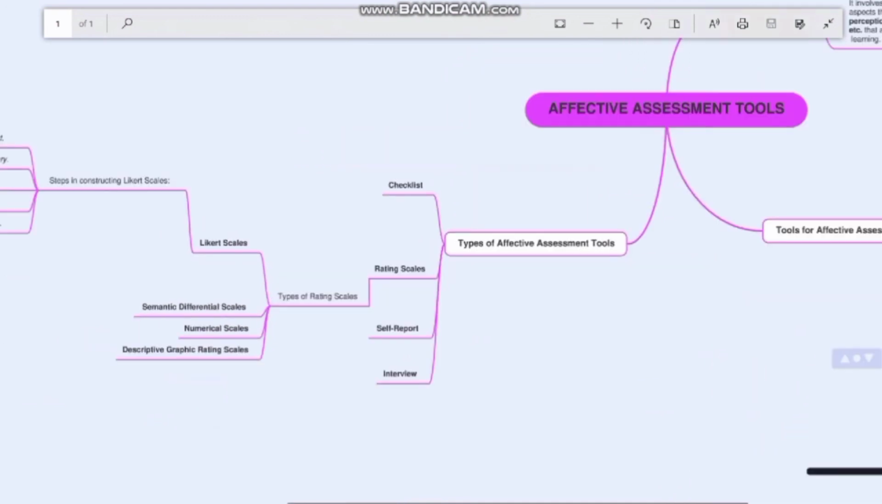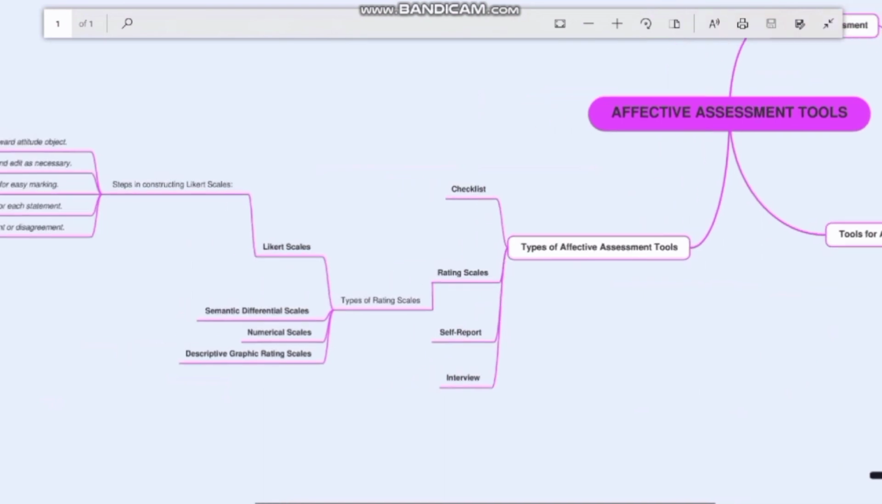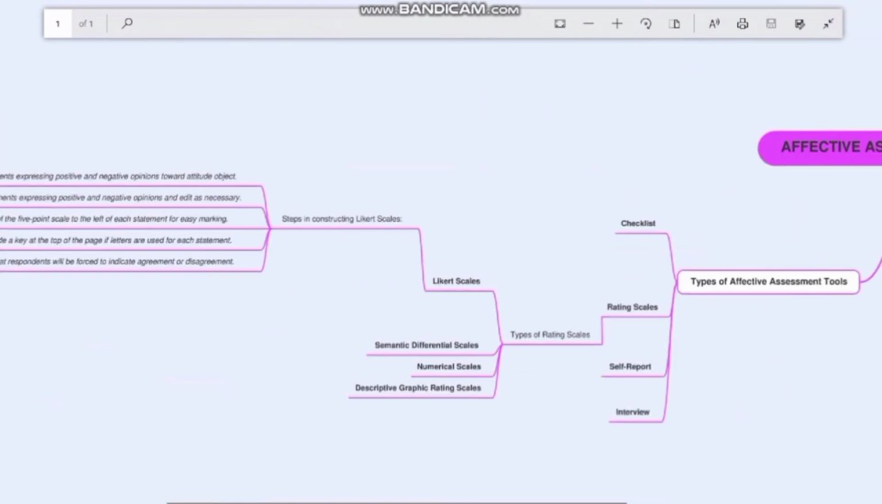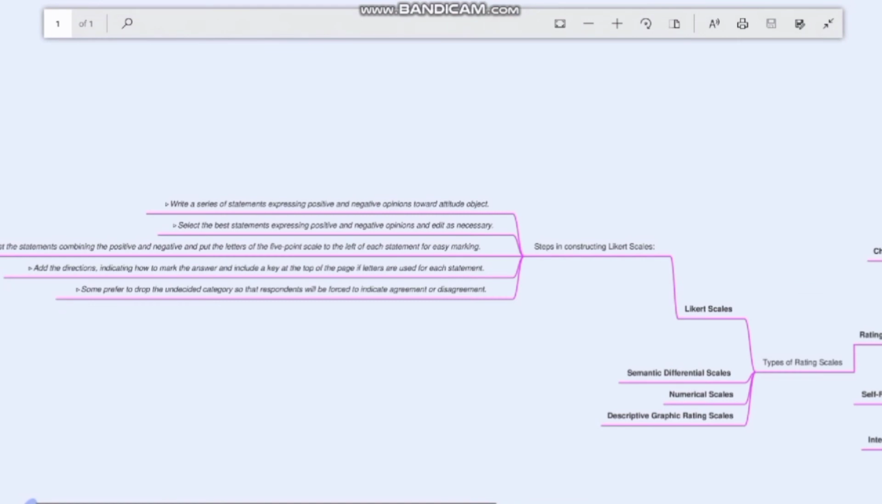There are 4 types of affective assessment tools, which are checklist, rating scales, self-report, and interview. Under rating scales, there are 4 types of it, which are Likert scales, semantic differential scales, numerical scales, and descriptive graphic rating scales. There are 5 steps in constructing Likert scales, which are: first, write a series of statements expressing positive and negative opinions toward attitude object.